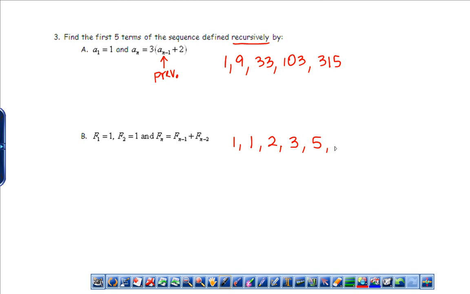Now, just to make sure we've got this, what's the next term? 8. Now, what do you think this is called? Starts with an F. It's called Fibonacci, and we're going to talk about this more tomorrow because there's a lot of application to the Fibonacci sequence.